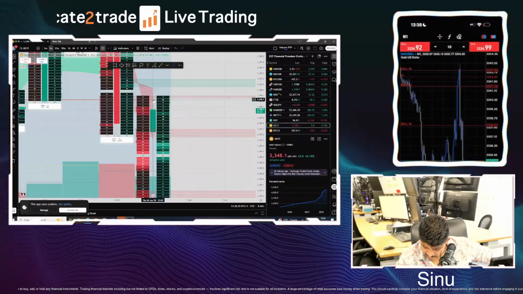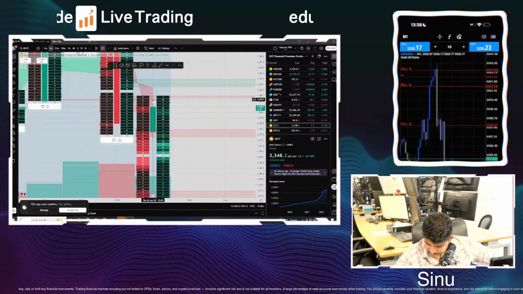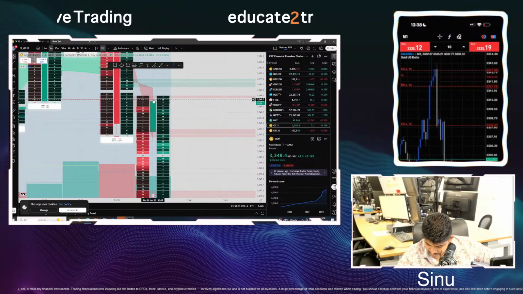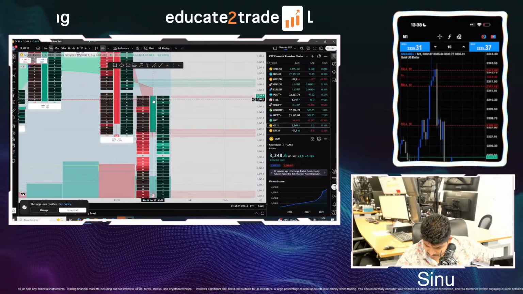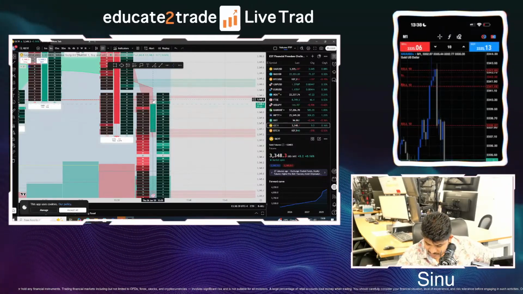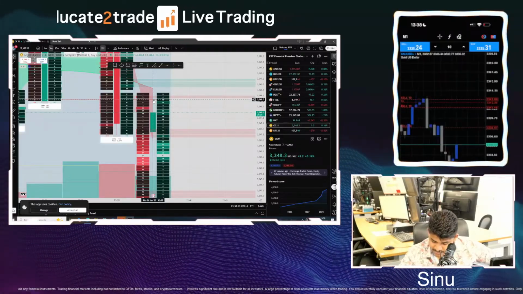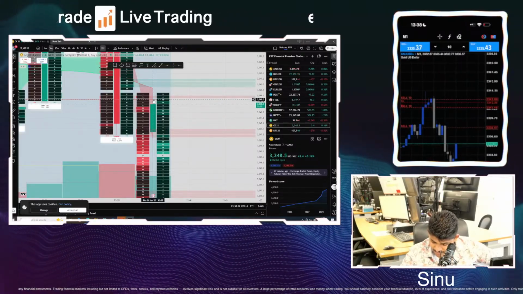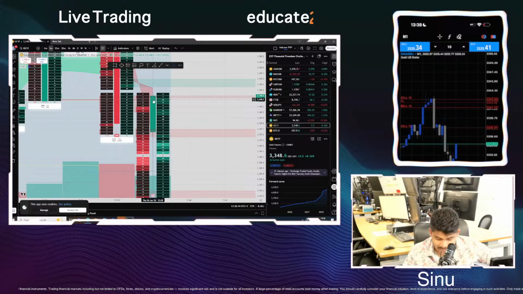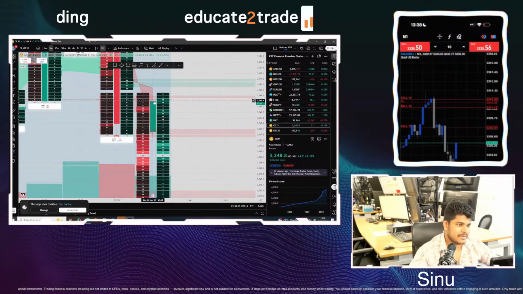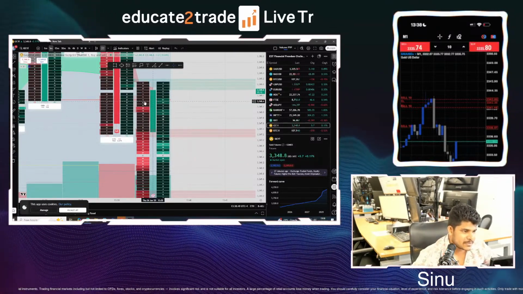Okay, see, look at this particular candle, and this sell side imbalance within this area has got tapped, which is 3336. I'm holding on to this particular trade. I'm expecting the next two candles to engulf beyond 3330. We have got a POC retest as well.